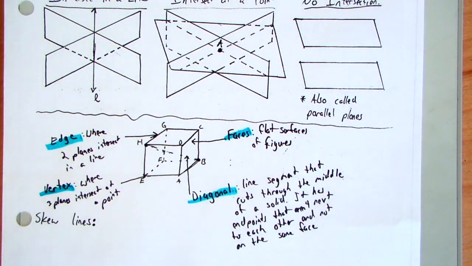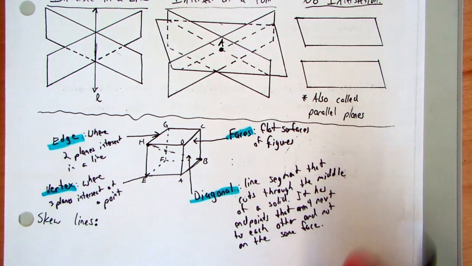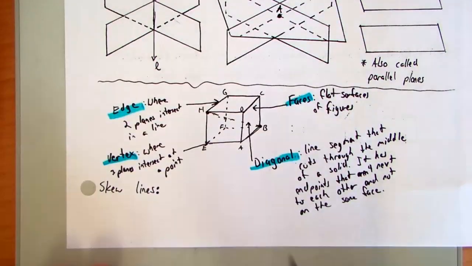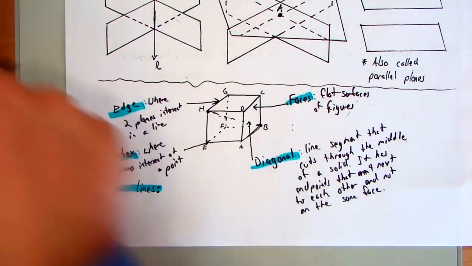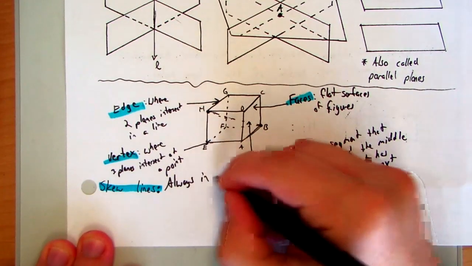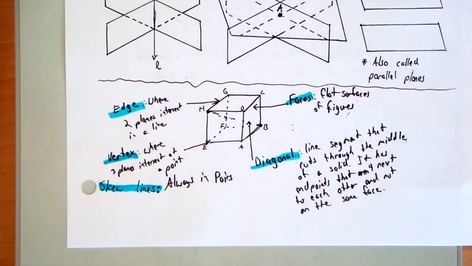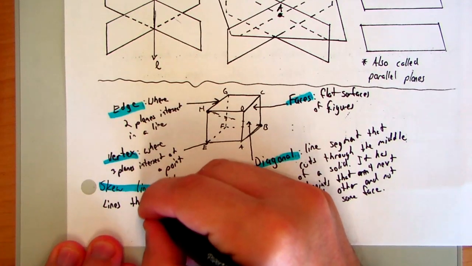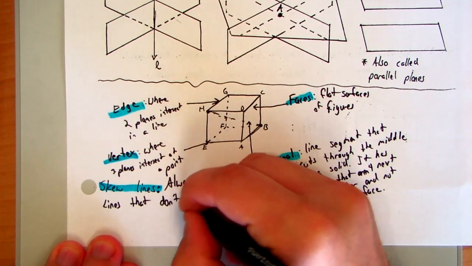And then the last thing we're going to be talking about is something called skew lines. These always come in pairs. So skew lines are lines that don't intersect and are not on the same face.